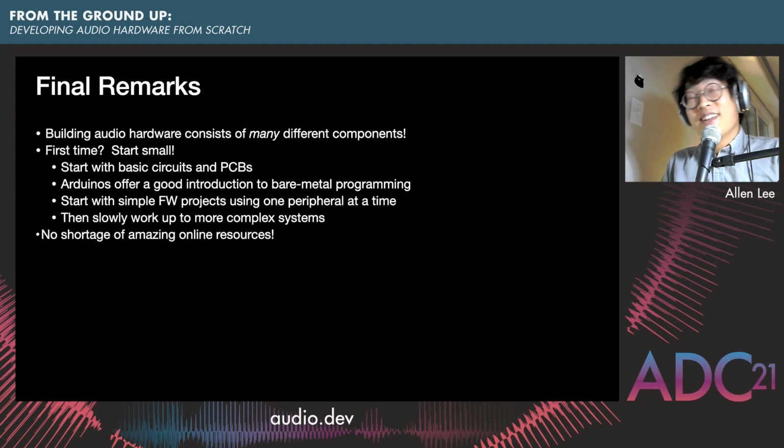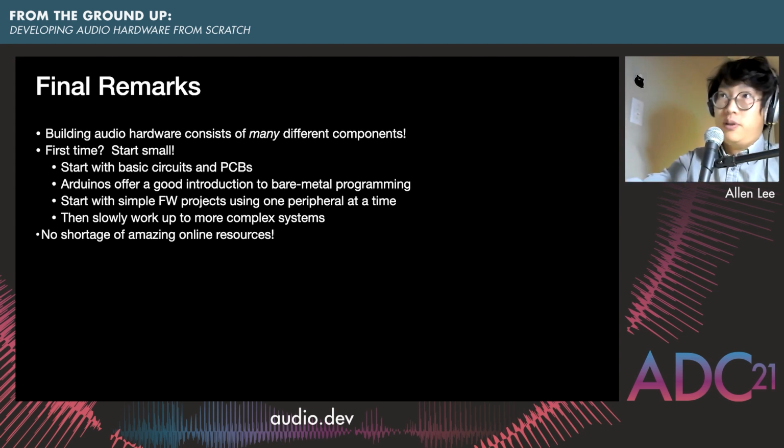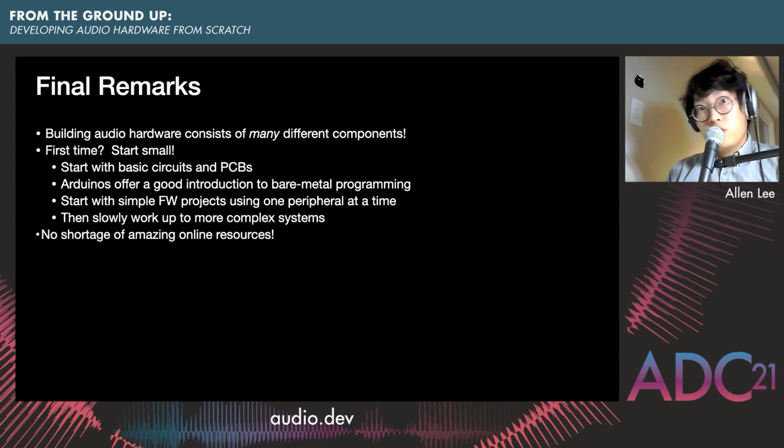So that's everything. That was a lot, I understand. So some final things that I want to say. There's a lot of steps involved in building audio hardware. And if this is your first time building hardware, I recommend that you start small. Start with basic circuits and basic PCB designs. There is no shortage of good resources out there on the internet for building hardware. Arduinos offer a good introduction into bare metal programming, and even these days with the introduction of the Electrosmith Daisy, that's also a good platform that you could use. So yeah, start simple and then build your way up.